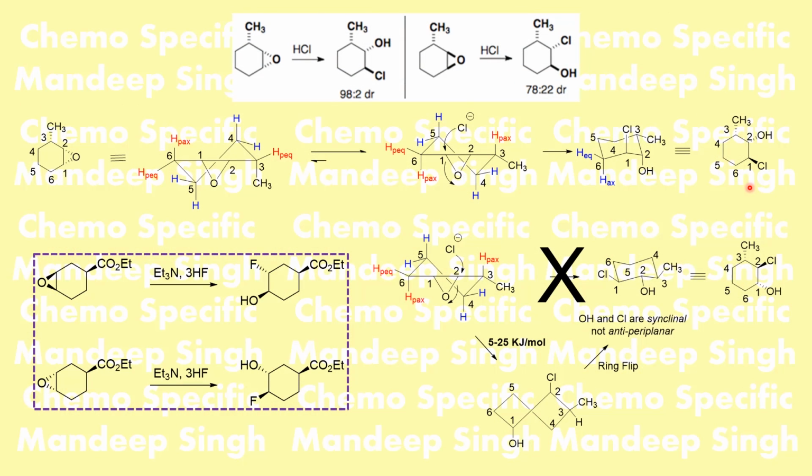So this is another example. What we have is an epoxide ester. It is treated with triethylamine HF. Here fluoride is acting as a nucleophile, and it is preferably opening from this side. As I have said, अगर आपकी stereochemistry दोनों की same है, यहाँ से open होगा. अगर opposite है, it will open from this side. So this is also a very good example.